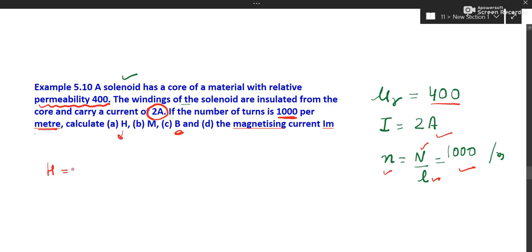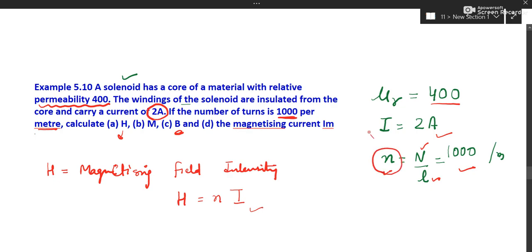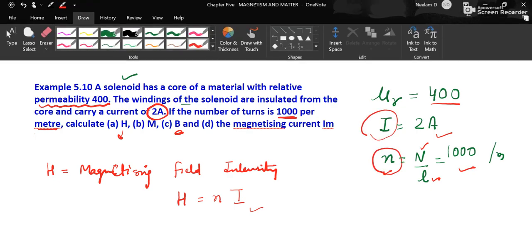The standard notation of H denotes the magnetizing field intensity. And the formula that we are going to use is, very simple one, H equals n i, according to the quantities that have been given. So n and i, you can substitute both, and you will get H.